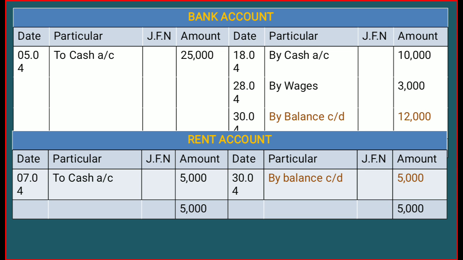So here we have calculated the balancing figure of all the accounts, and all the balancing figures we have transferred. Just at the last we have to check what is the balancing figure of bank. So that is 12,000. Is that a debit balance or a credit balance? That is a debit balance. What is the balancing figure of rent? So that is 5,000, and that is also a debit balance. So at the last, we don't have to find out the balancing figures only. We have to find out whether it is a debit balance or a credit balance.